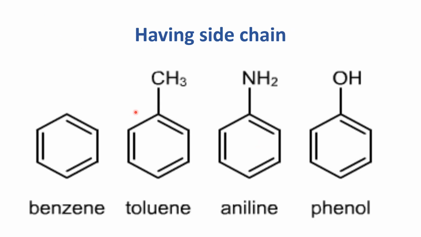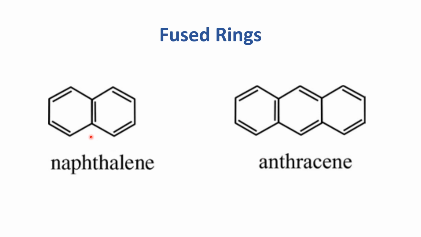Aromatic compounds are further divided on the basis of side groups. So these are having side chains. In this, we have examples of toluene, aniline and phenol. Another classification is fused rings. In naphthalene we have 2 fused rings, whereas in anthracene we have 3 fused rings.